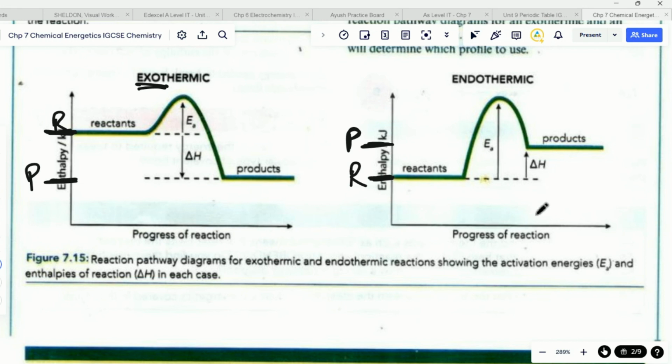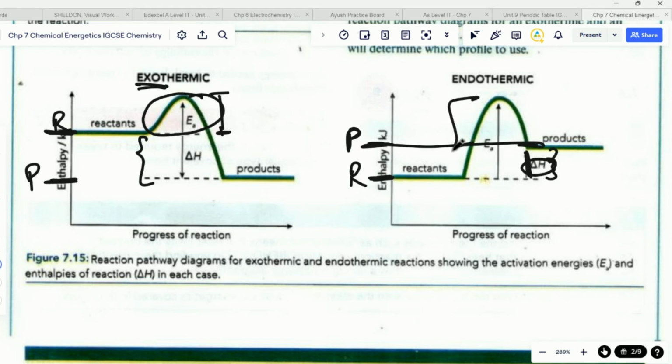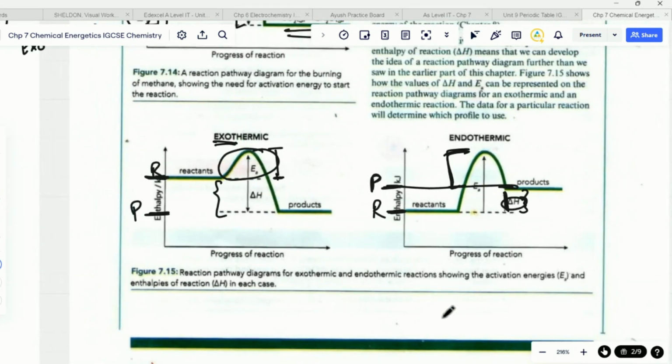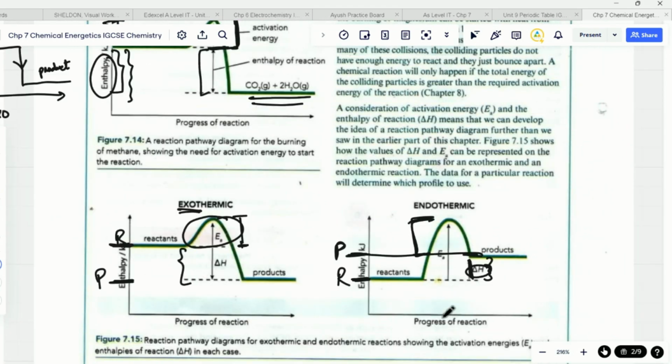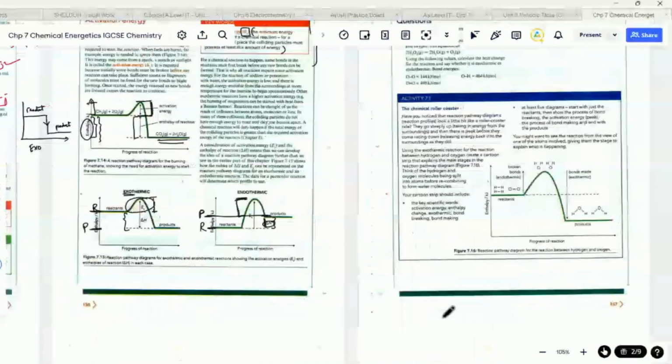So, will you all be able to properly understand these pathway diagrams if they are asked in your paper? Okay, very good. So, this part is what? The activation energy part. This part is my enthalpy change part. In the same way, this part till here is the enthalpy change part, and this here is my activation energy part. So you must be well aware of all these curves and pathway diagrams. Then it will be very easy for all of you to solve the questions.